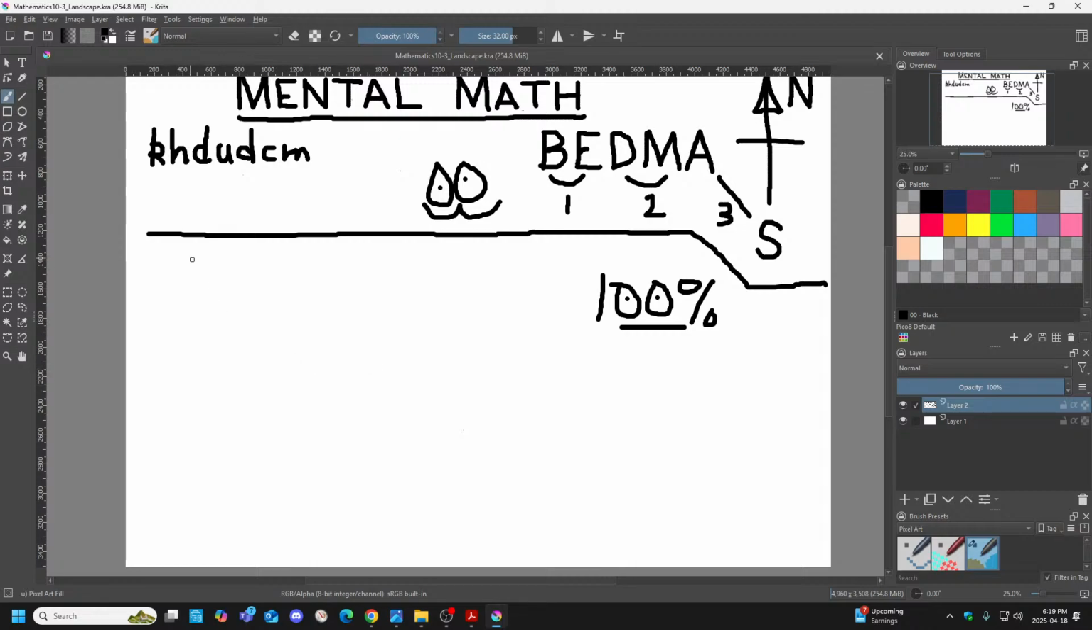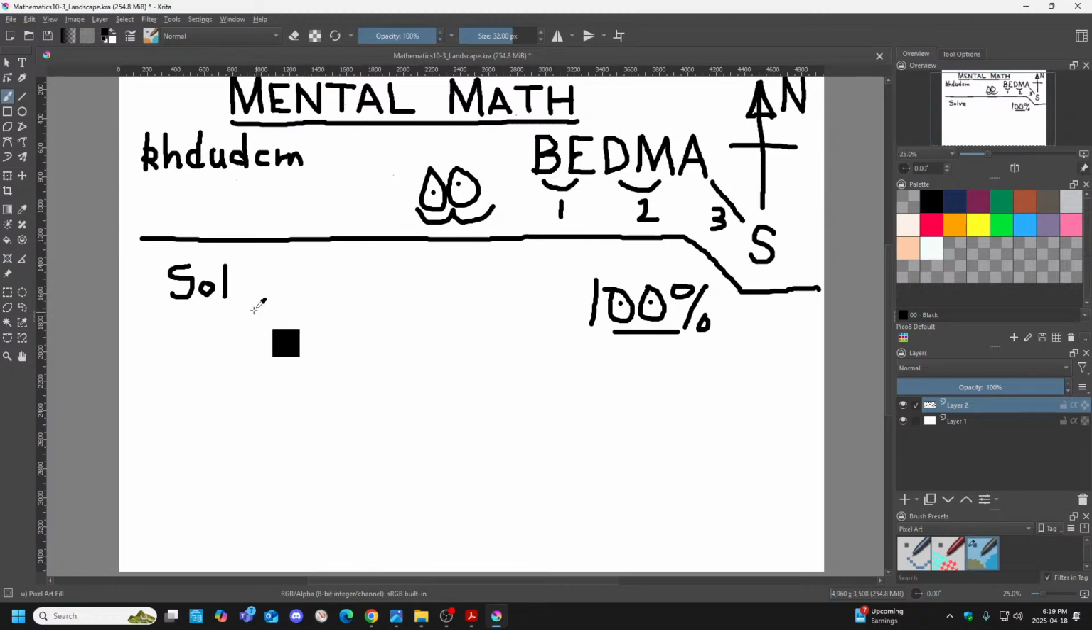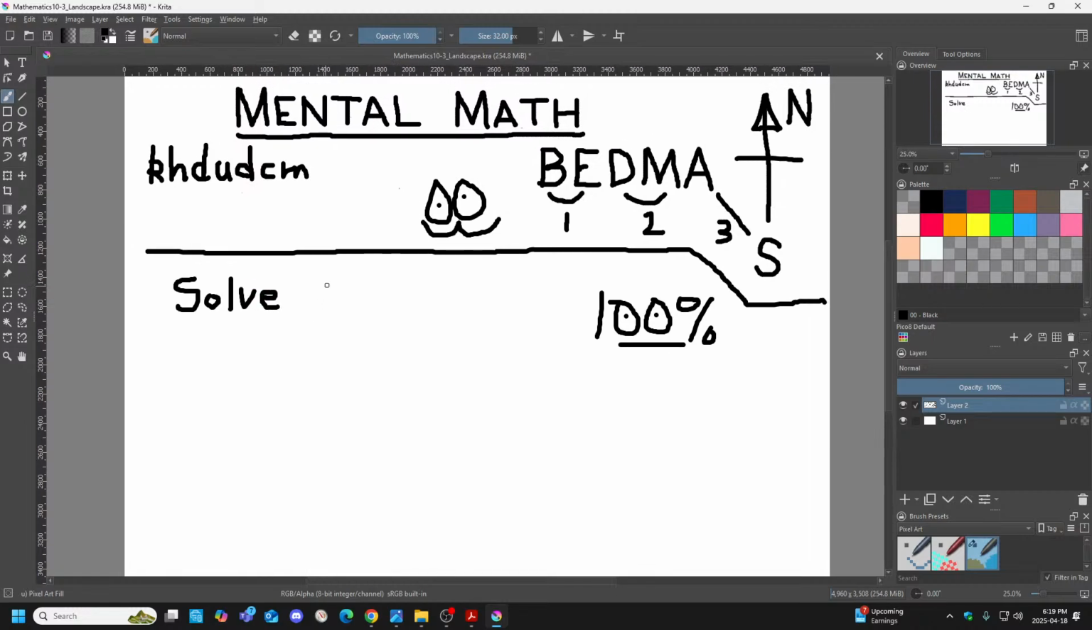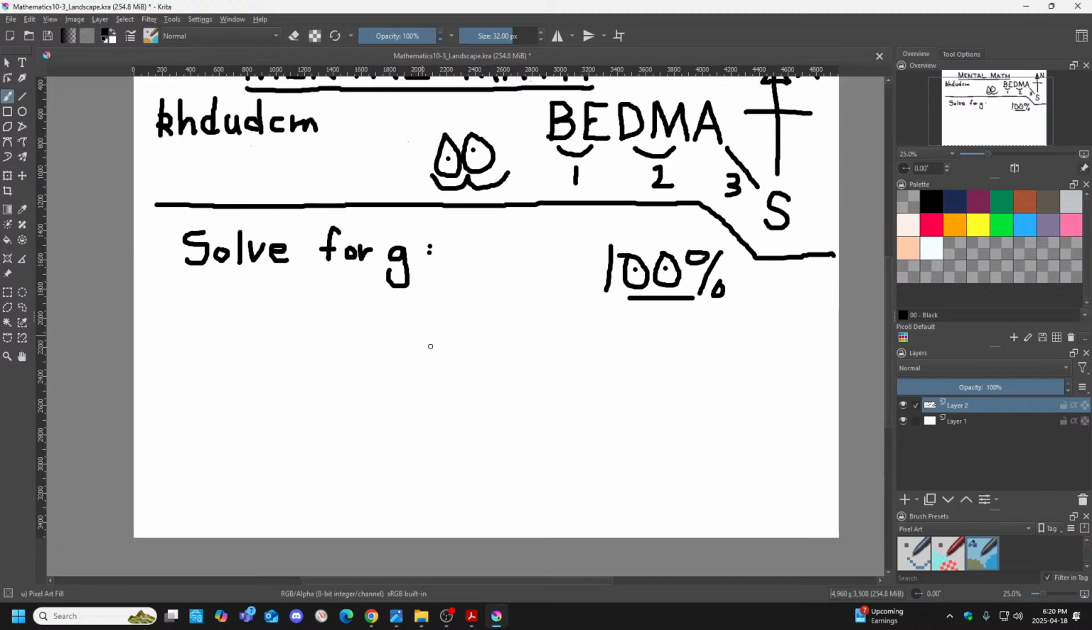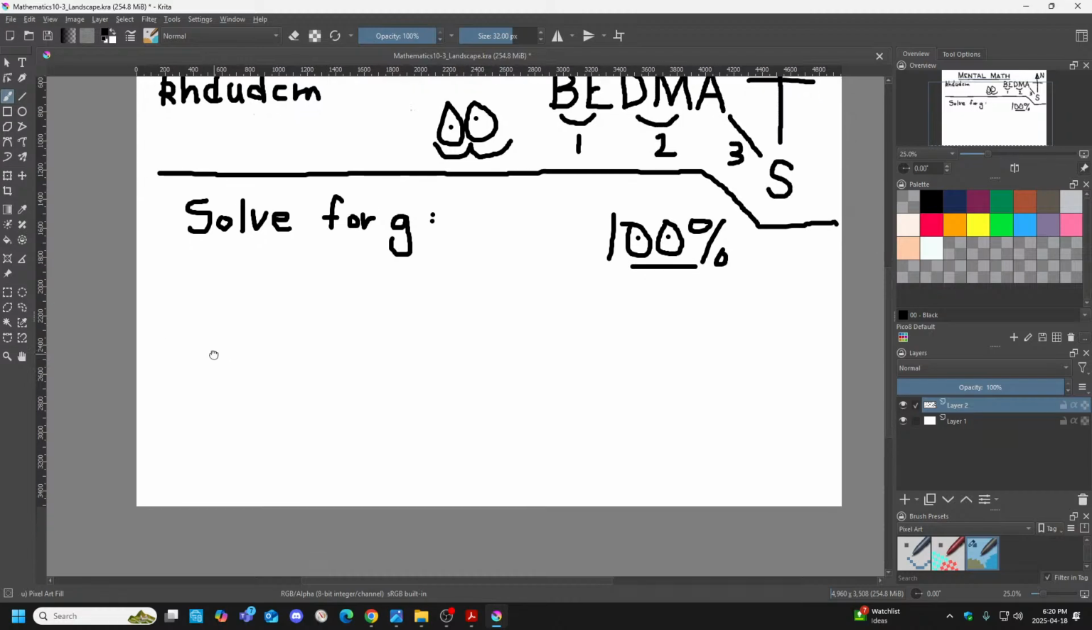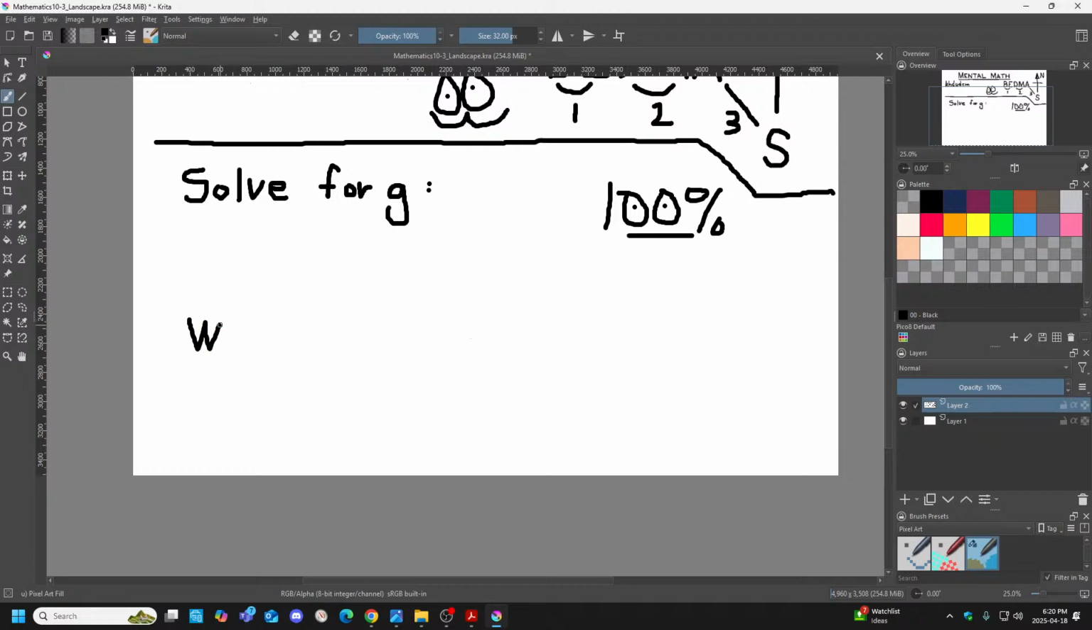Here we go. Here's another one. Solve for G. Writing in everything and all the drawing kind of takes time as well, guys. And I'm trying to make it legible as well. Solve for G. Oh, I kind of skipped a question. I'll leave you with 2 questions.